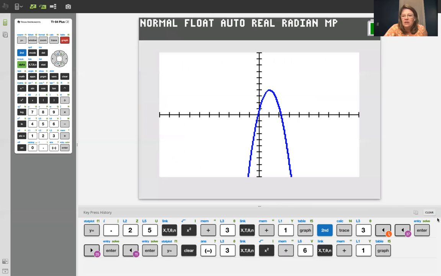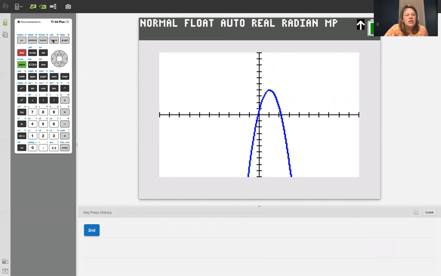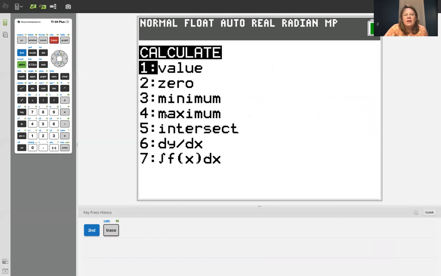Sure enough, all I did was hit, oh, I'm sorry, I should have had all these cleared. Okay, anyway, I've got it all cleared. Now you're going to see what my keystrokes are. Okay, so what am I going to do now? I want to find the maximum. I got to go to second function, calculate, and I'm going to pick 4 now because this is a maximum.